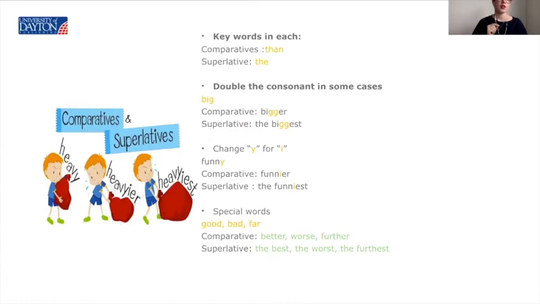We're not going to say Thor most powerful. No, Thor is the most powerful. Double the consonant in some cases, such as big, bigger, and superlative, the biggest, okay? And change the Y for the I. Funny, funnier, superlative, the funniest, okay? Special words are the ones that are exceptions: good, bad, and far. So in the comparative form, we got better, worse, and further. And then in the superlative, we got the best, the worst, and the furthest, okay?